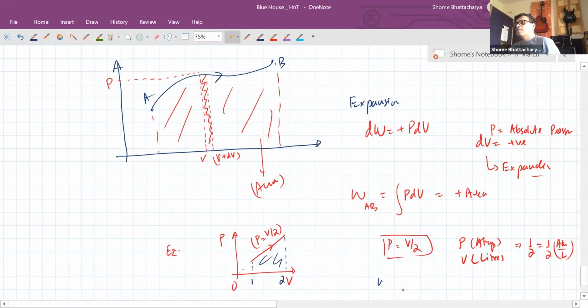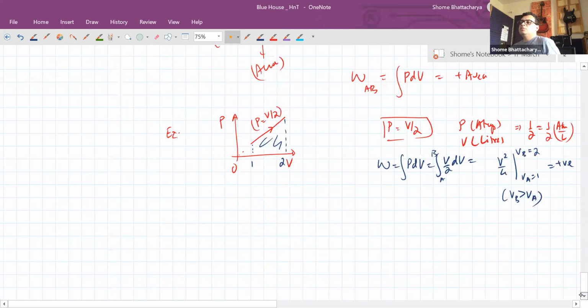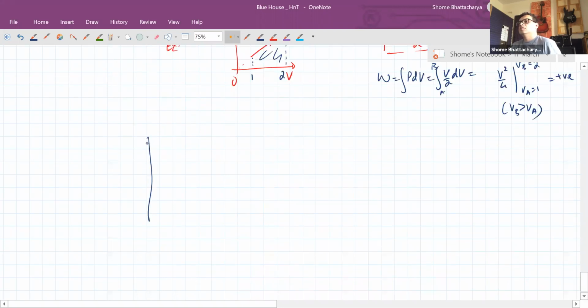So this work done, you can see it will be a positive quantity now because VB is greater than VA. Okay. Whereas when I undergo a compression, whereas if I'm going through any process where this is what is happening.